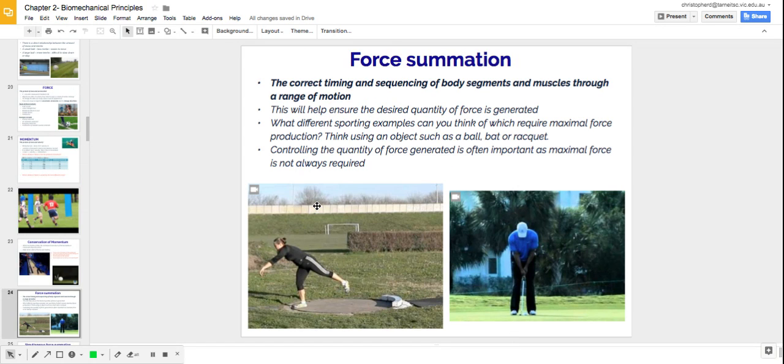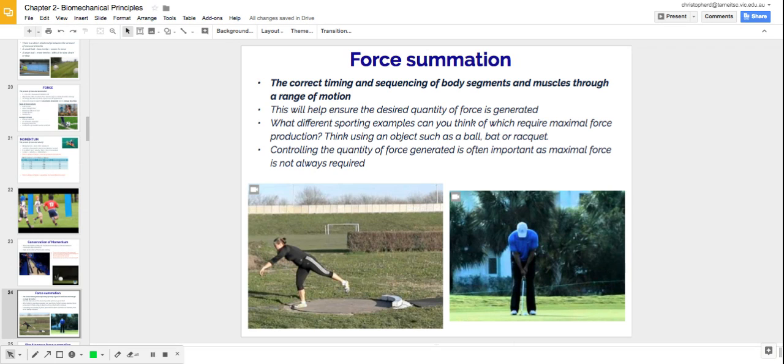When we look at force summation, this is essentially saying that to generate the maximum amount of force, we need to have the correct timing and sequencing of body segments and muscles throughout this range of motion.